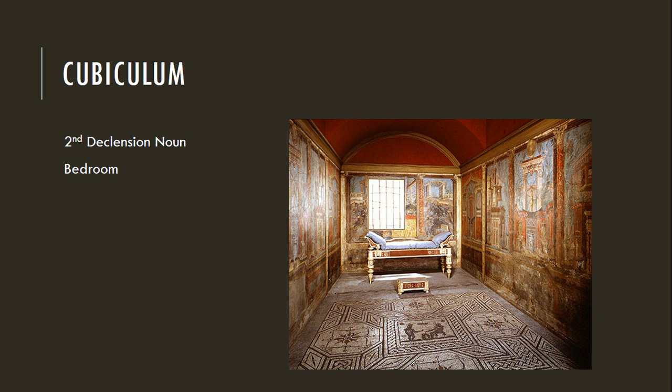Cubiculum is a second declension noun meaning bedroom. Or just room in general. But here we have a bed, so we can call it a bedroom. So the lectus est in cubiculo. The bed is in the bedroom. Right? You can go and see this bedroom in the Metropolitan Museum of Art in New York.